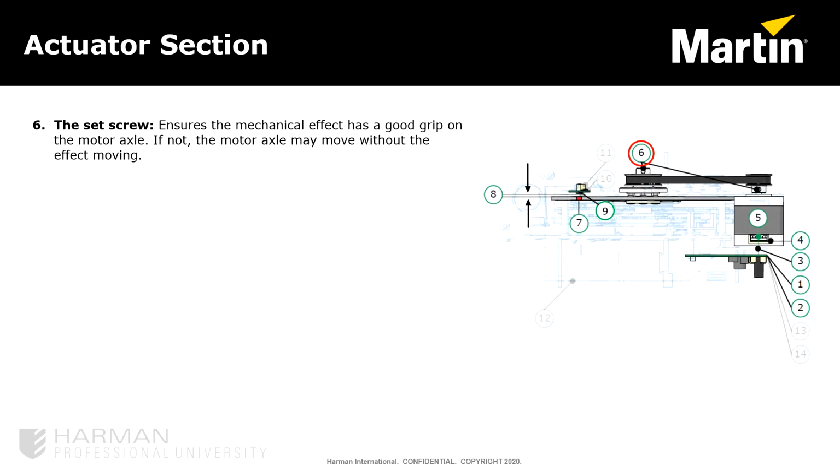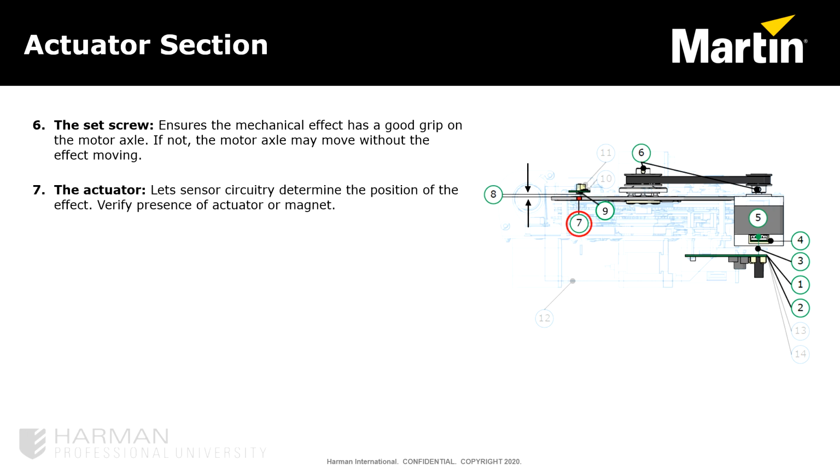Check part 6, the set screw, which on some fixtures has a D shape where it is necessary to make sure it is on the flat spot. This part ensures the mechanical effect has a good grip on the motor axle. The actuator allows the sensor circuitry to determine the position of the effect. For the 7th, verify the actuator or magnet is present. Otherwise, when it passes the sensor, it won't detect anything.